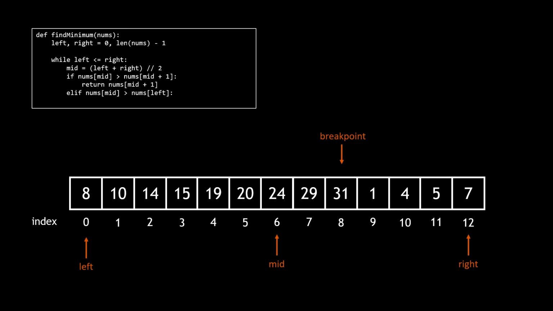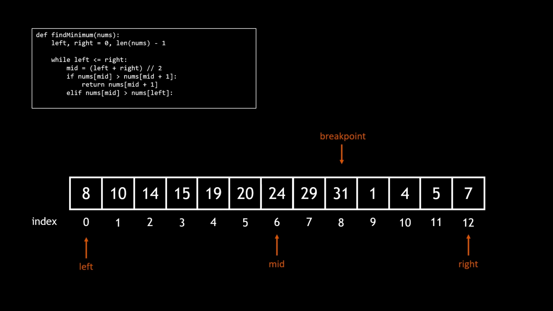Now we can handle this case similar to binary search. Although we can see between the 31 and the 1 is exactly where our breakpoint is, our algorithm doesn't know that. All our algorithm knows is that it's not to the left of mid and it isn't mid itself, so it's got to be to the right of mid.